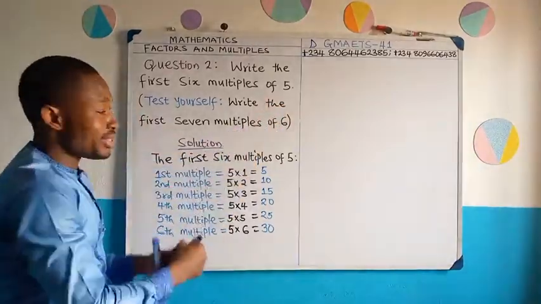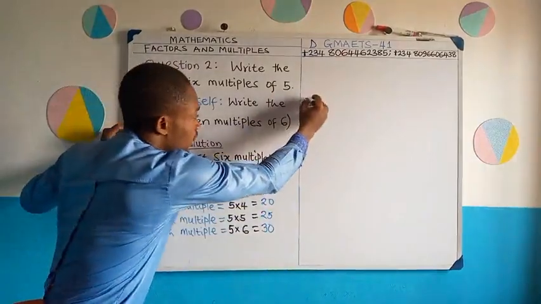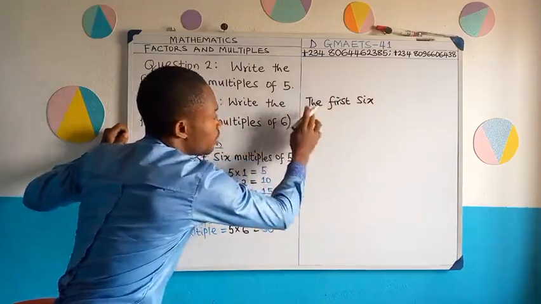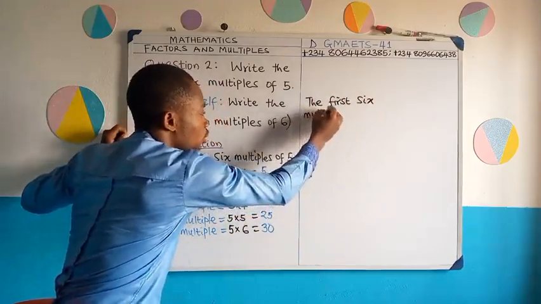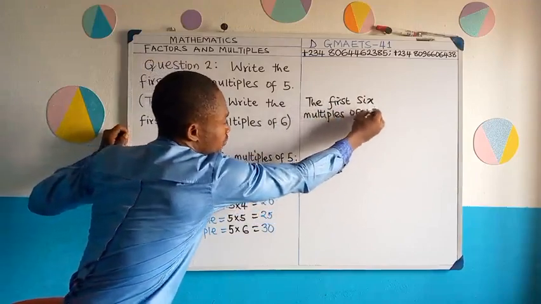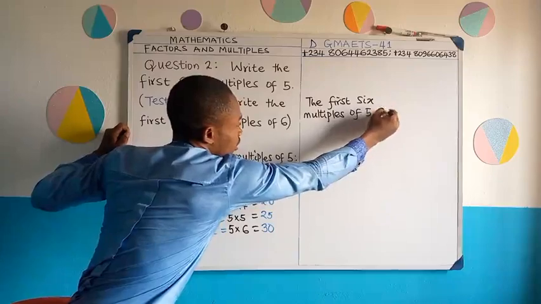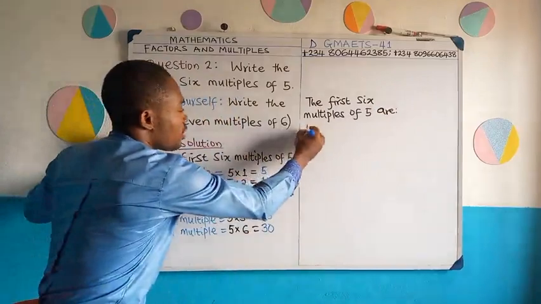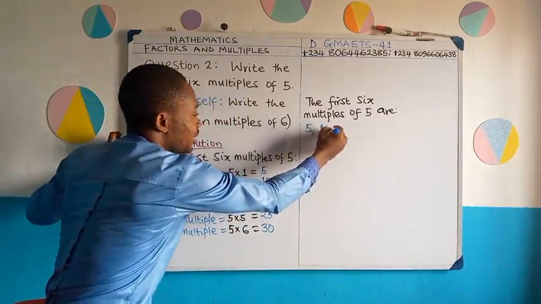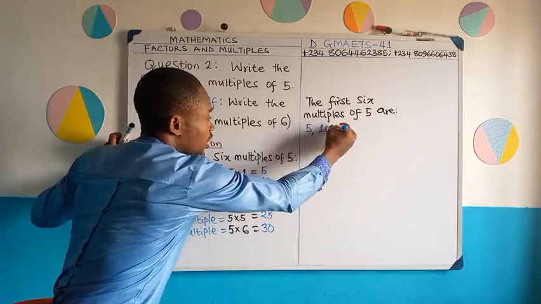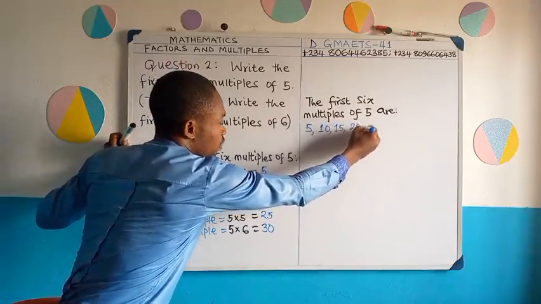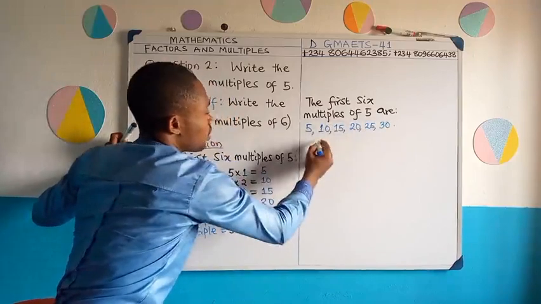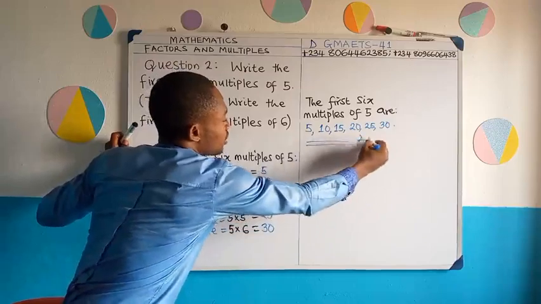Now, let me conclude it by this side of the board, please. Therefore, the first 6 multiples of 5 are, so we'll start with 5. 5 is the first multiple of 5, followed by 10, the second multiple of 5, 15, the third multiple of 5, 20, the fourth multiple of 5, 25, the fifth multiple of 5, 30, the sixth multiple of 5. And this is our answer.